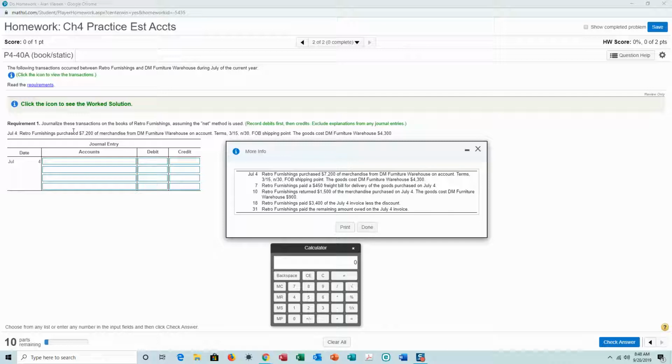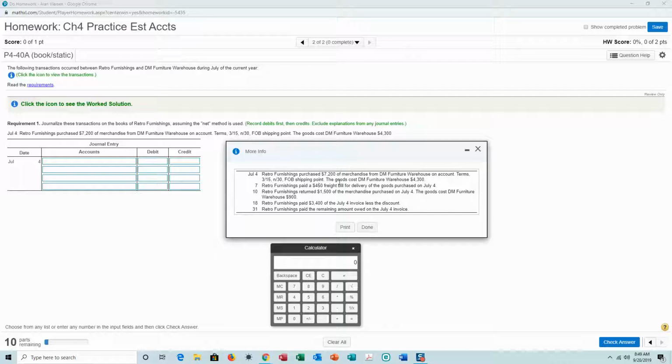Okay, so it says that we're going to journalize the transactions on the books of Retro Furnishings, assuming the net method is used. And the first thing Retro Furnishings does is they purchase $7,200 of merchandise from DM Furniture Warehouse on account. So remember, on account means accounts payable. Terms, 3/15 net 30. So you get a 3% discount if you pay it within 15 days. Otherwise, it's due in 30 days. And then it says FOB shipping point. That means the buyer has to pay for the shipping, okay? And in this case, Retro Furnishings is the buyer.